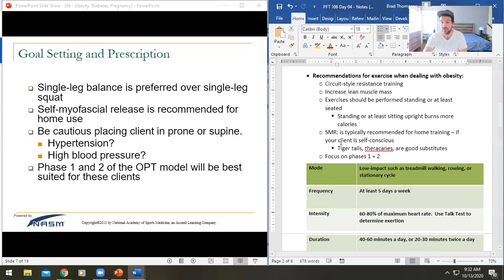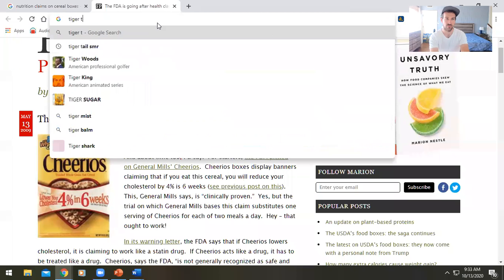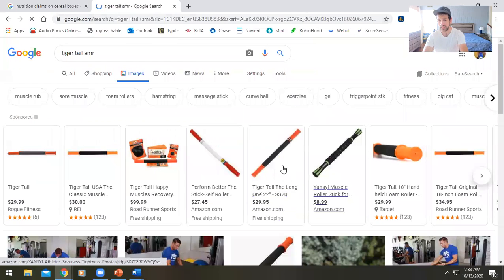Self-myofascial release is very, very popular. However, we should be cautious because sometimes it can be difficult to hold yourself up on that foam roller. So instead, there are a lot of other really good techniques that still apply self-myofascial release without being foam rollers. So things like tiger tails, for instance, that's that little stick that you can use to foam roll. That can be a really effective tool.